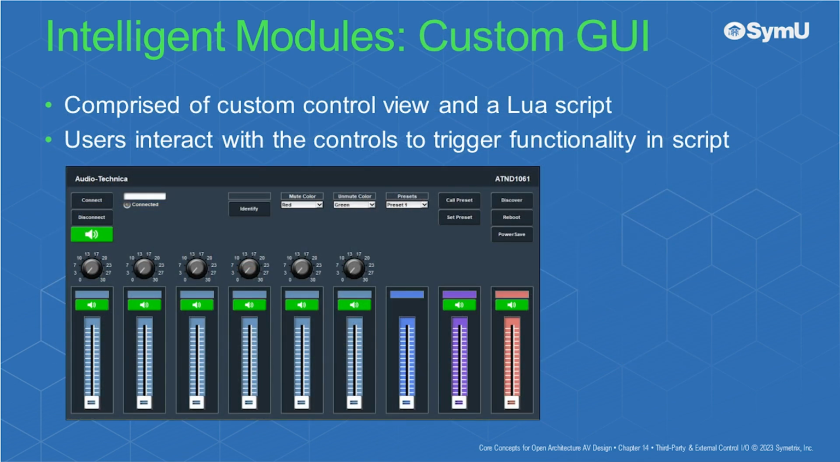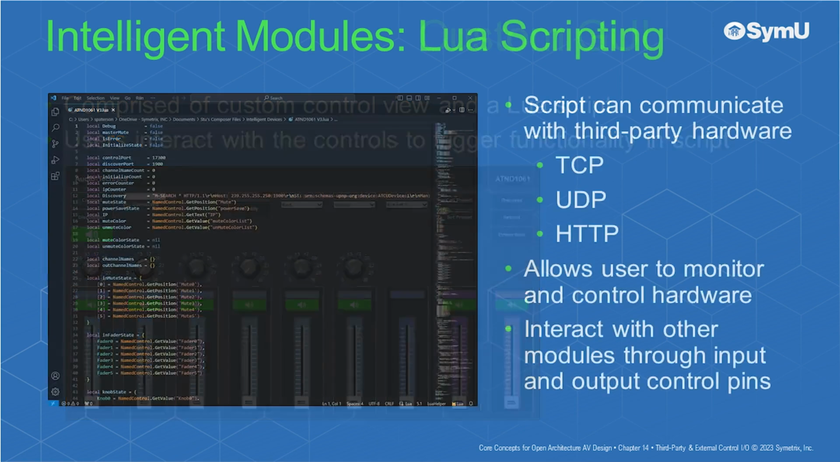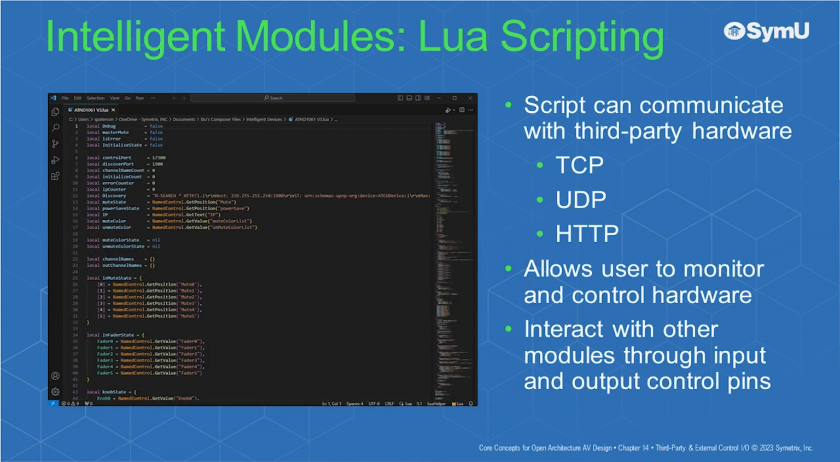Comprised of a custom control view and a script written in Lua, users interact with the controls to trigger functionality in the script. The script can communicate with a third-party piece of hardware via TCP, UDP, or HTTP, allowing a user to monitor and control that hardware. Intelligent modules can also interact with other modules in a design through input and output control pins.